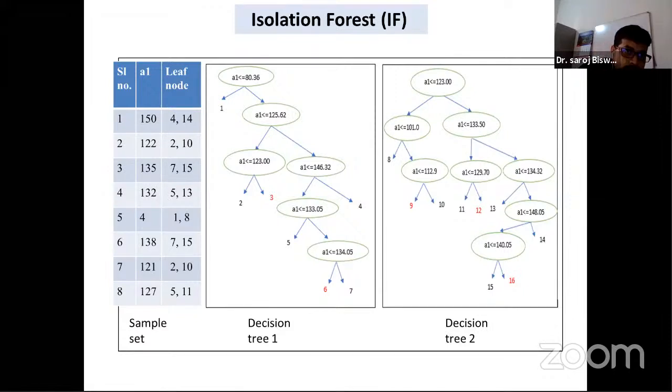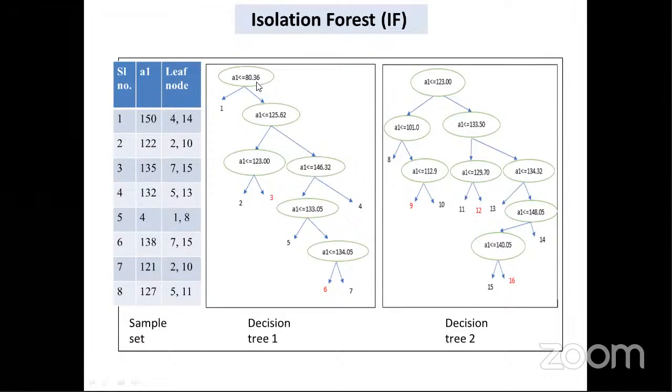So here we have to randomly pick one of the attributes. Unfortunately, we have only one, so we have to take this one. Now we have to see the range of this attribute. Maximum is 150, minimum is 4. So one random number has to be generated between 4 and 150. When the first binary decision tree is created, the random number generated between 4 and 150 is 80.36.